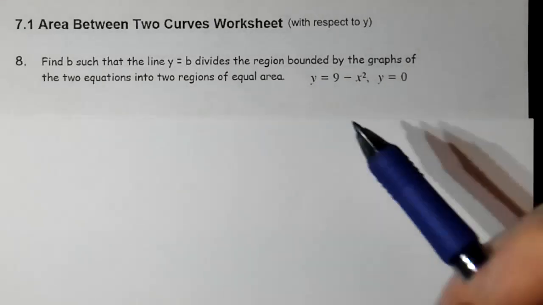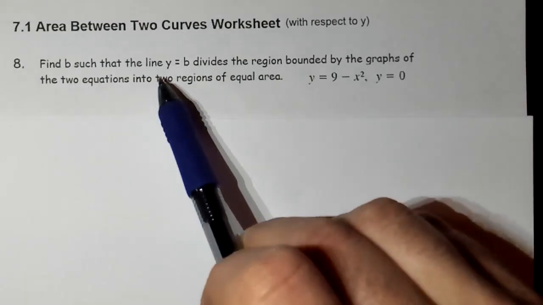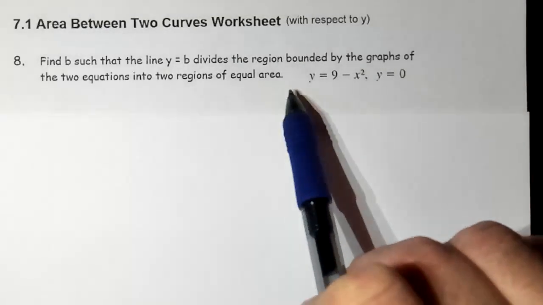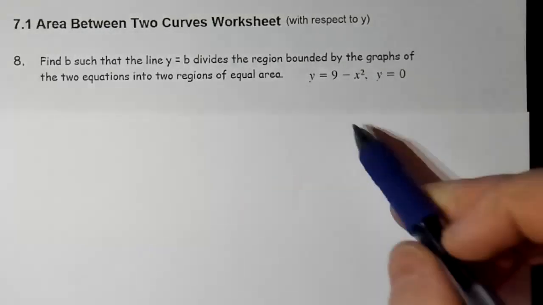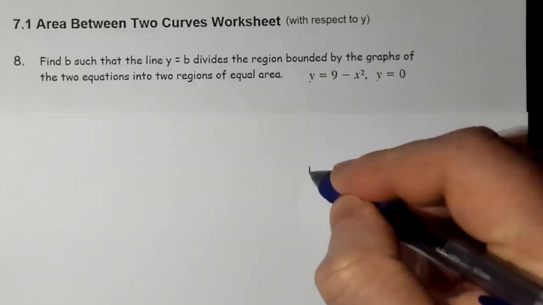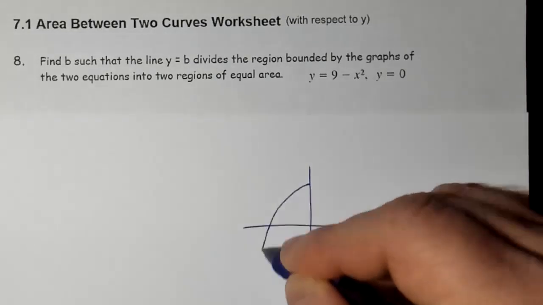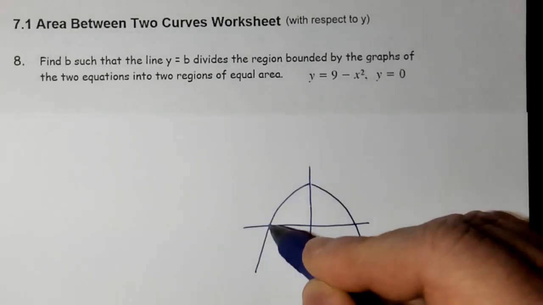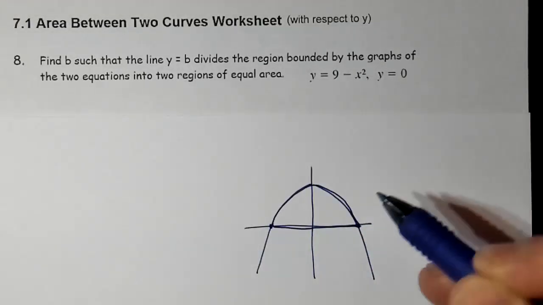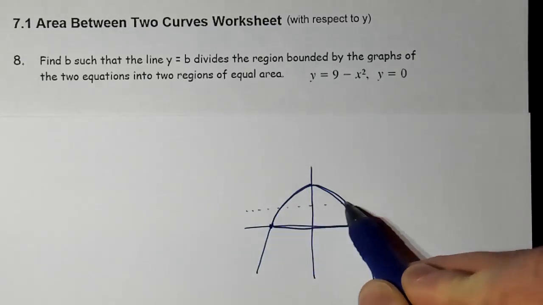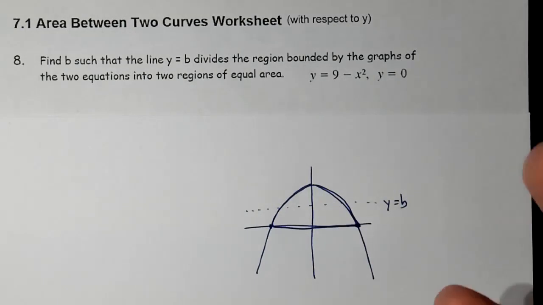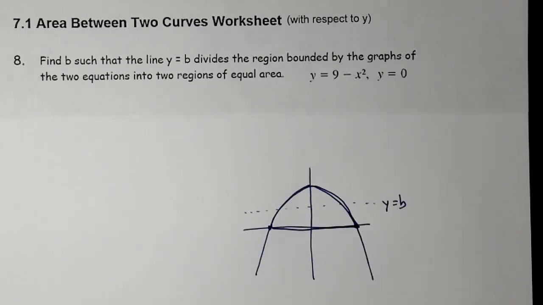All right. We want to find the value b such that the horizontal line y equals b divides the region bounded by the graphs of the two equations into equal area. So we're going to look at the parabola 9 minus x squared and y equals 0. So we're looking at this area right here. And we want to ask ourselves, what line will cut this area evenly? It'll bisect it, if you want to look at it that way.